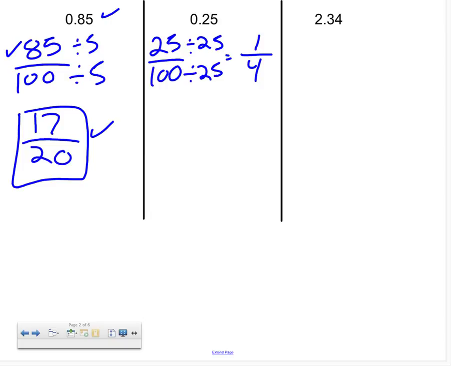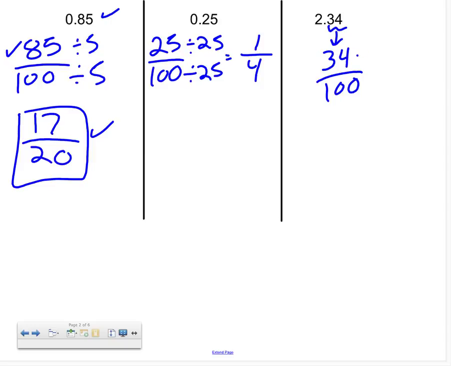Now the last two all had a 0 in front of it. This next one is 2.34. So how do we do that one? Well, the way we do that one is we actually change it to a mixed number instead of just a fraction. So we change 0.34. Look at the 0.34 first. 0.34, if I make that into a fraction, is 34 over 100.